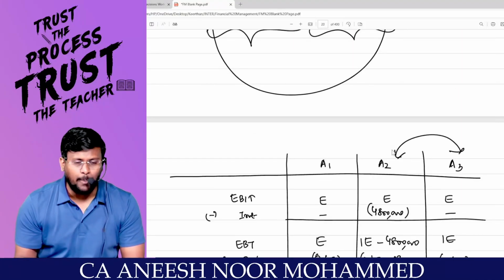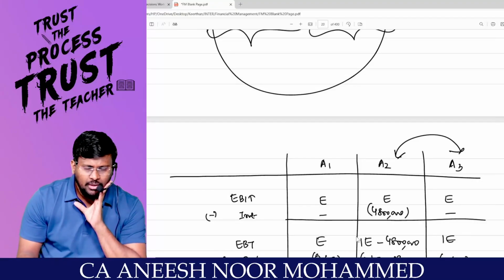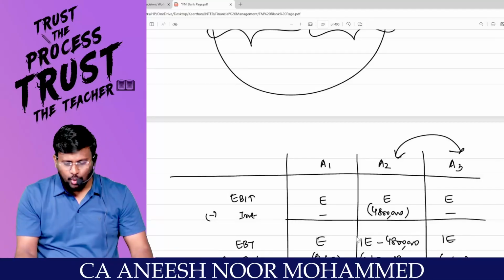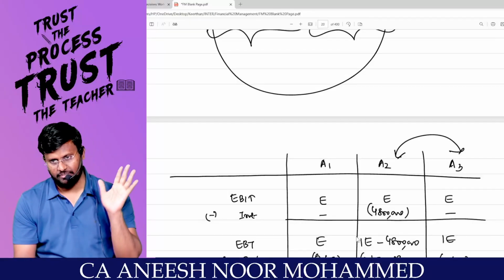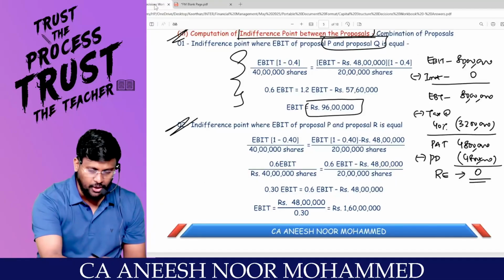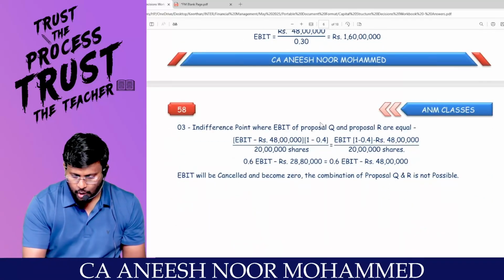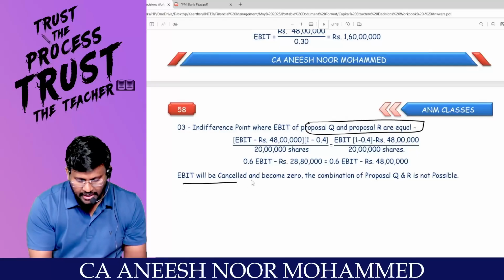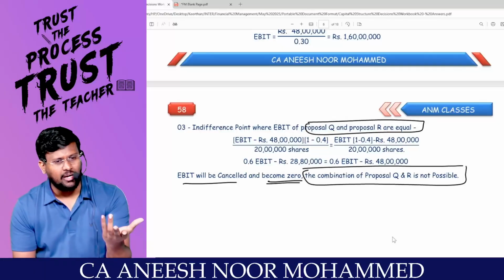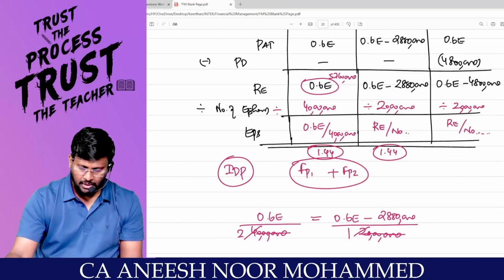That means between these two options, there is no indifference point at all. There is no level of EBIT where for plan 2 and plan 3, your EPS will be the same. A2 and A3, there is no indifference point. That's the next one. Between proposal Q and proposal R, EBIT will be cancelled and become 0. So combination of proposal Q and R is not possible. But I have to calculate 1 and 3 now. 1, 2 done, 2, 3 done, 1, 3 remains.